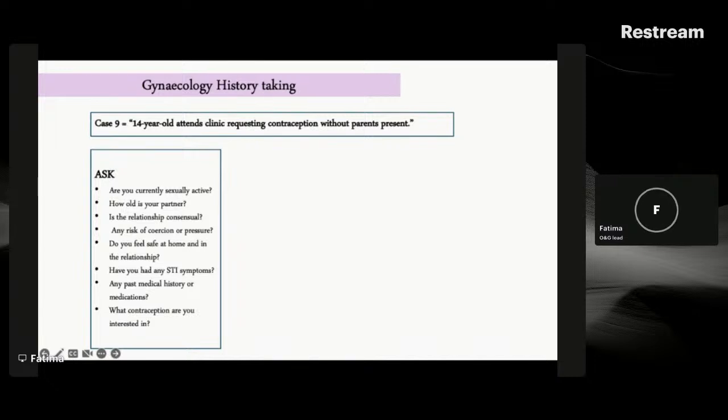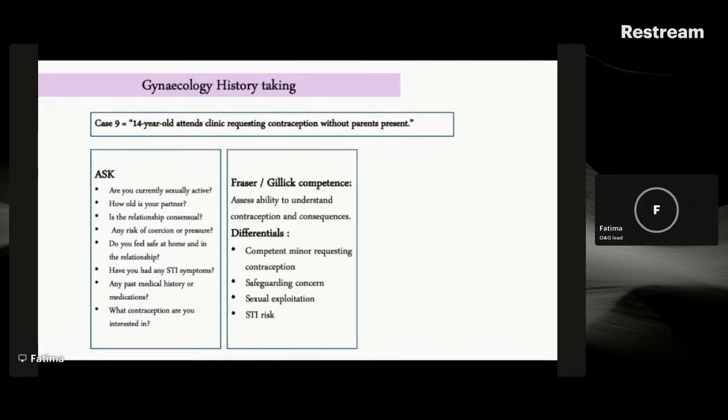So ask about their sexual activity. Are they currently sexually active? How old is their partner? Is the relationship actually consensual? Are they at risk of any coercion or any pressure? Do they feel safe at home and in the relationship? Have they had any STIs? Any STI symptoms? Any STIs diagnosed in the past? Any past medical history or medications that they take as well? And what contraceptions are they interested in? You then do a Fraser-Gillick competence kind of assessment.